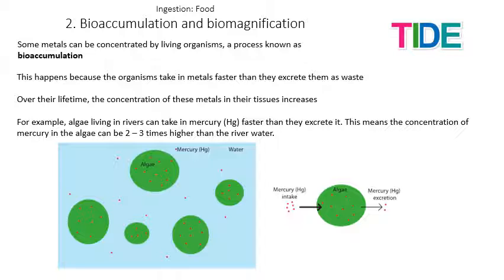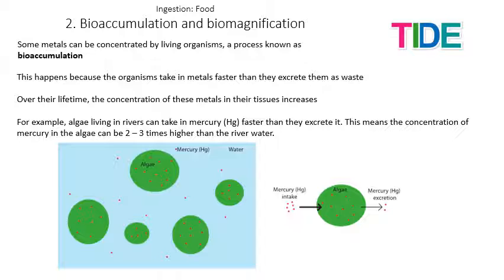Metal exposure via eating food is such a dominant exposure route because organisms can accumulate metals in their cells to much higher concentrations than those found in the surrounding environment, and this is known as bioaccumulation. This occurs because organisms uptake metals dissolved in the water or the environment that they're living in faster than they excrete them from their cells as waste. And so over time, the longer these organisms live, they accumulate metals to higher and higher concentrations in their tissues and cells.